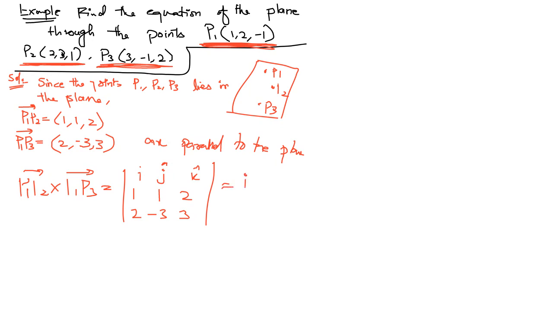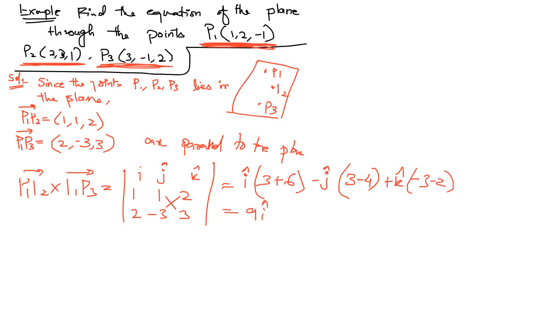You can solve it. That will give you 3 minus 1 into plus 6 minus j, that is equal to 3 minus 4 plus k, that is equal to -3 minus 2. So which is equal to what? 9i plus j minus 5k. So you can write 9, 1 and -5. This is the vector 9, 1 and -5.